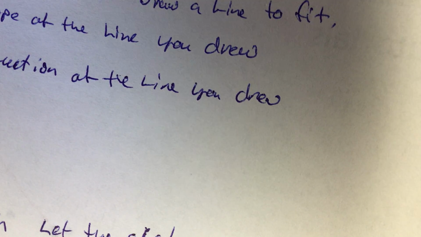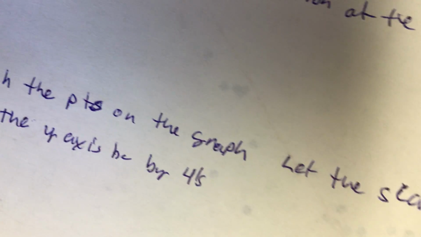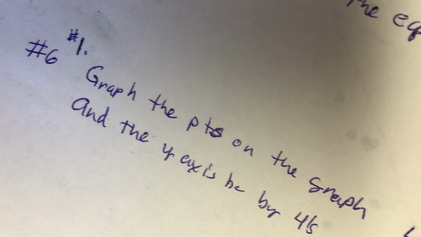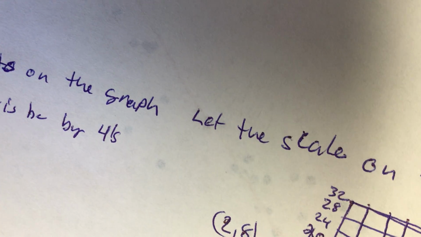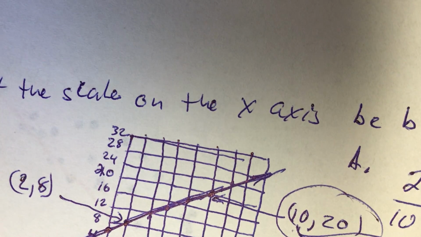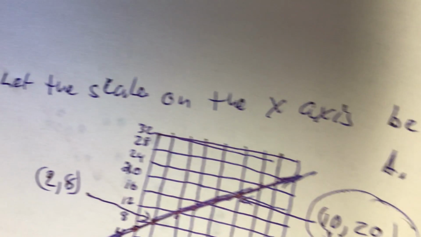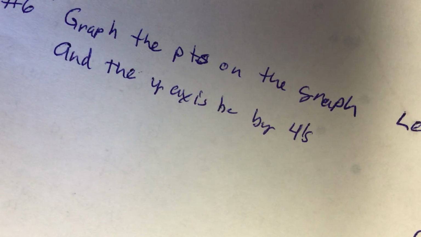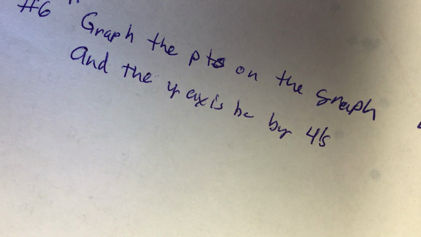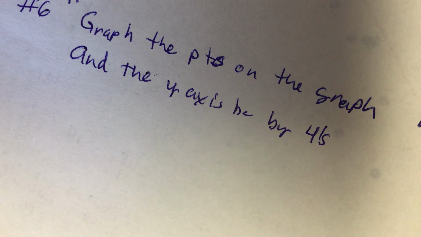Okay? And then number 6, you're going to do the following. You're going to graph the points on the graph and let the scale on the x-axis be by 2s and on the y-axis be by 4s. So do this one with me. Turn to your green book, and we're going to do number 6.